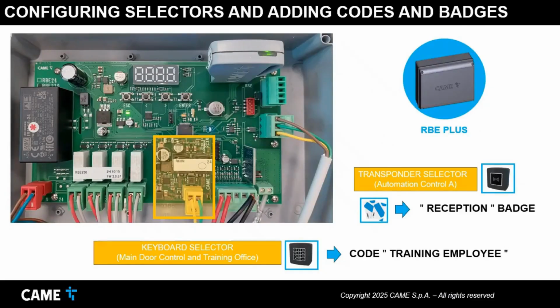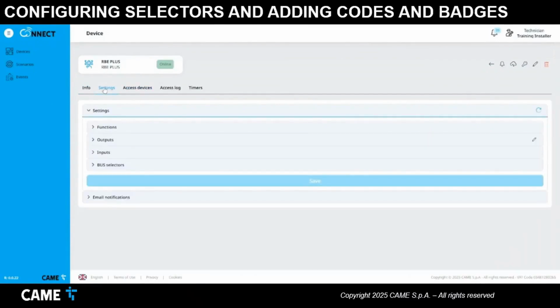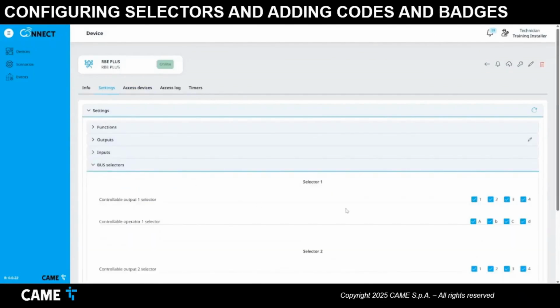We configure the 2 bus selectors used, a keypad selector and a transponder selector, by associating the managed services and adding a badge that we will assign to the reception. Let's proceed with the configuration of the connected selectors. In our case, a transponder selector and a keypad. Specifically, we can configure them in the settings menu and then under bus selectors.